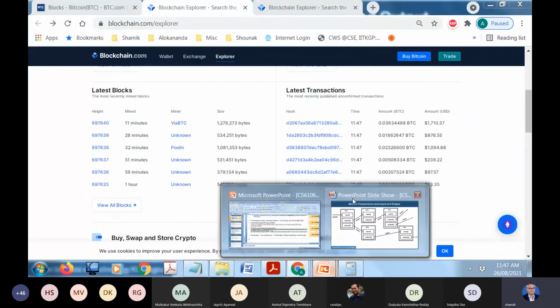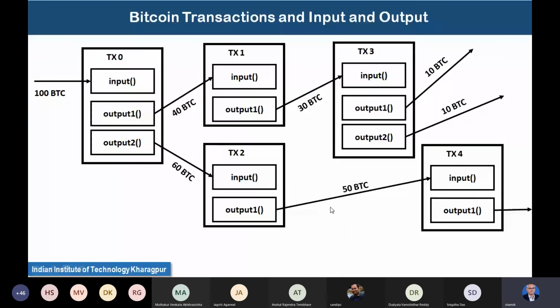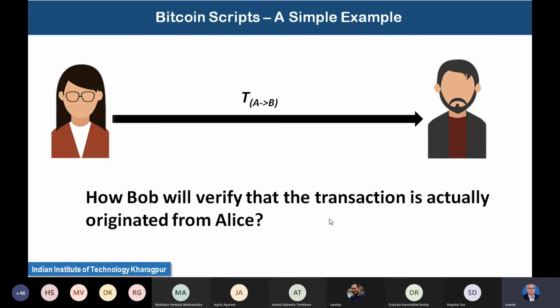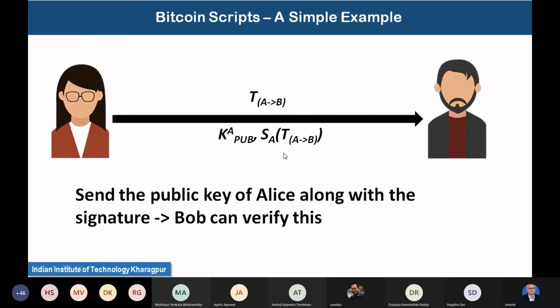And then how things happen. This transfer and use of the Bitcoins all take place through execution of what are called Bitcoin scripts. So say Alice gives something to Bob. How will Bob know that it actually came from Alice? We know that it is through digital signatures. So Alice sends her public key along with a signature, and Bob can verify it. That is how the information is transferred from Alice to Bob.